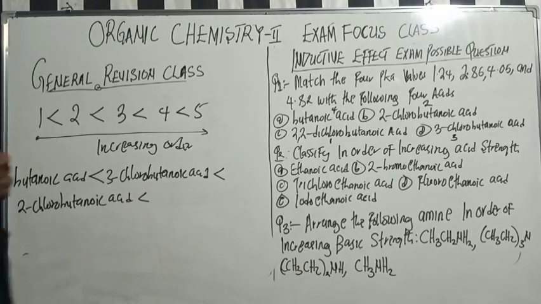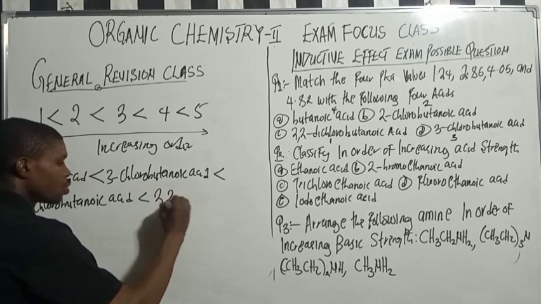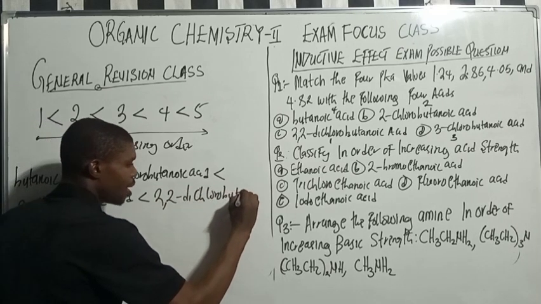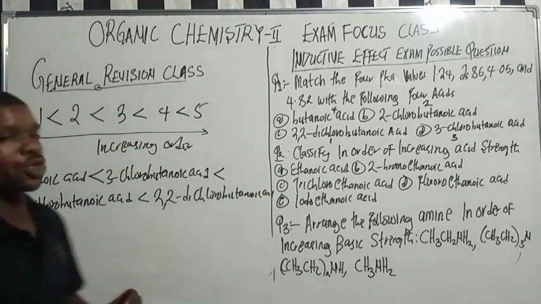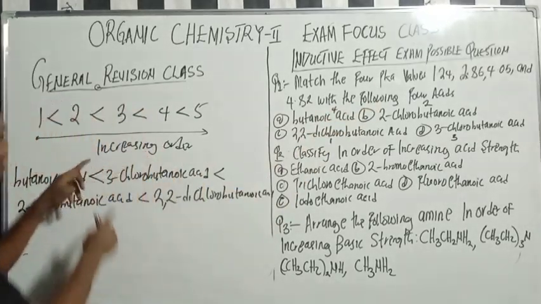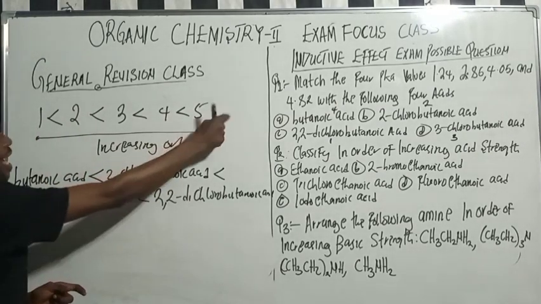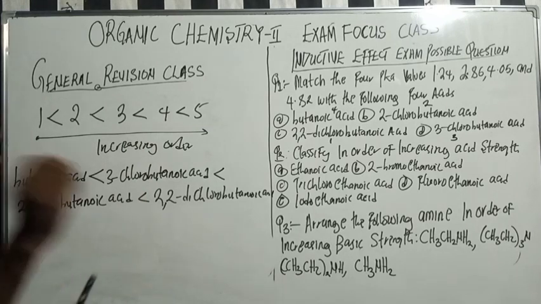Then the last one is 2,2-dichloro butanoic acid. In the exam, they will not say 'match'. They will say 'in increasing order'. Increasing order means from the lowest to the highest. Now, what about if they say decreasing order?